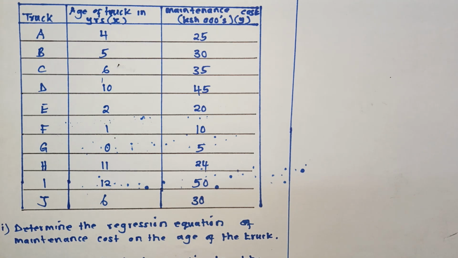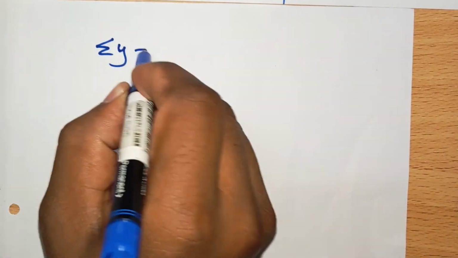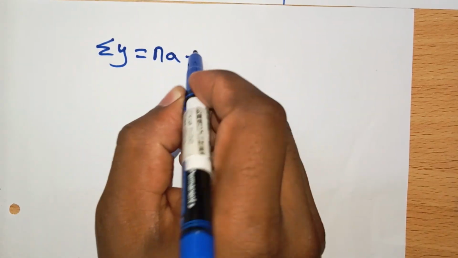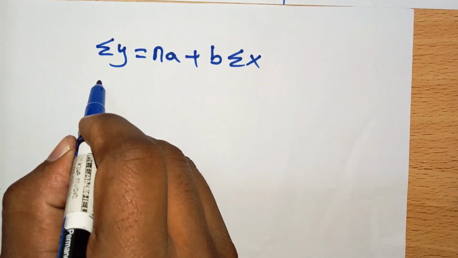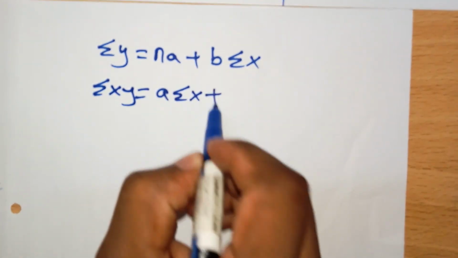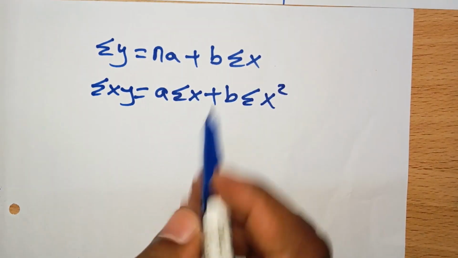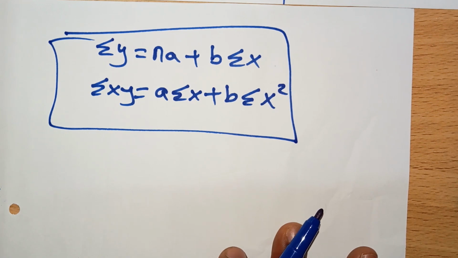The regression equation of Y on X is given by summation of Y equals NA plus B summation of X, and the second equation is summation of XY equals A summation of X plus B summation of X squared. So these are the two equations we usually use when determining the regression equation of Y on X.